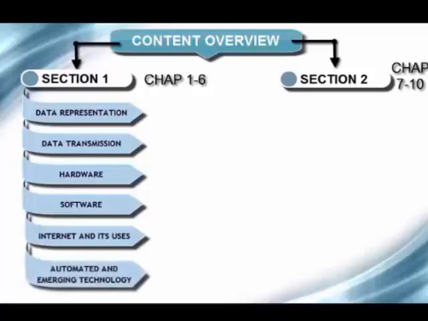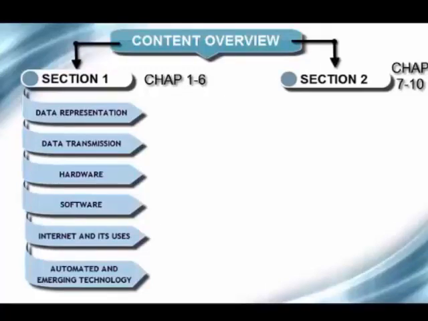And chapter number 6 is basically automated and emerging technologies. As the name implies, an automated system is a system designed to work automatically according to criteria. And emerging technologies are like robotics and artificial intelligence.